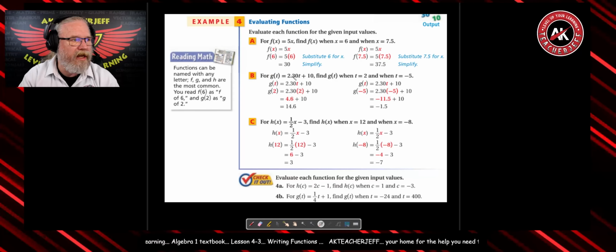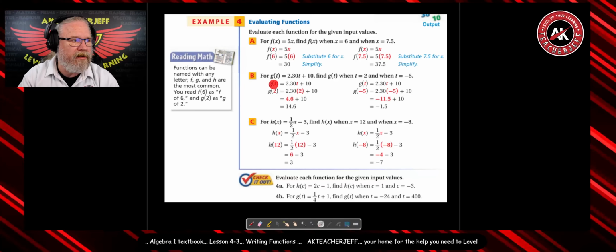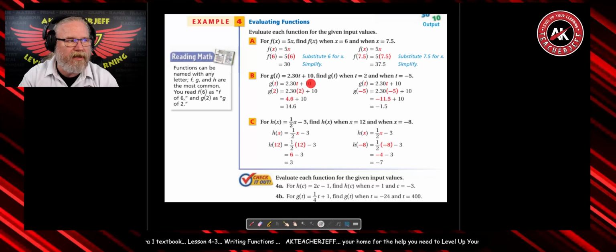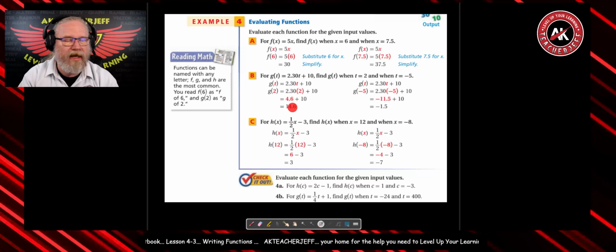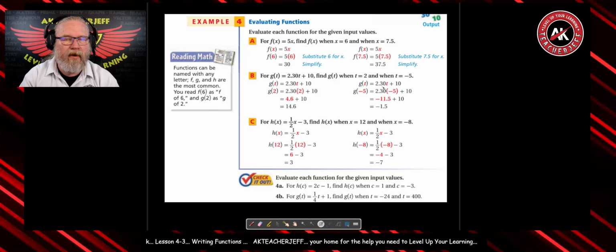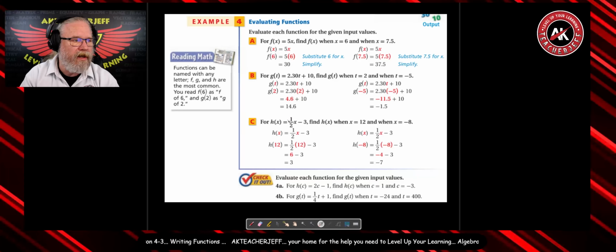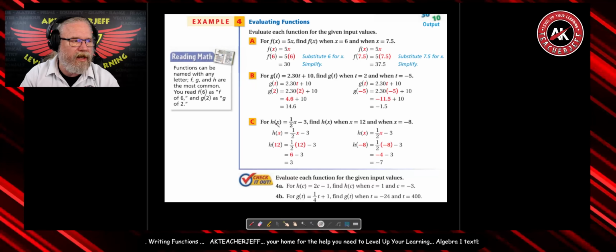For g of t equals, and here's the expression, we're just going to substitute in. g of t is equal to 2.30t plus 10. So what is g of t? Well, substitute in t, do the math, we get to 14.6. If you want, you can pause it, take a look at each of these and check the math if you want to. But nonetheless, basically, it's all the same thing. We're just substituting it in.